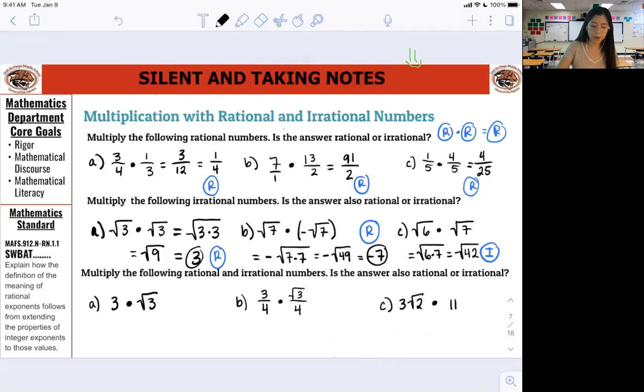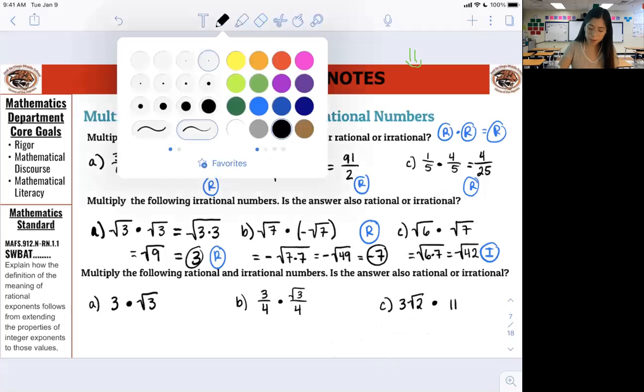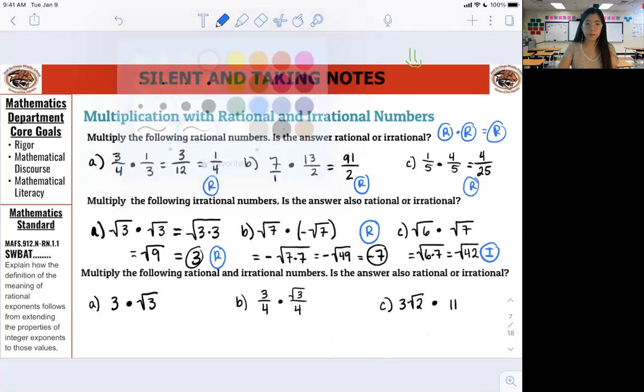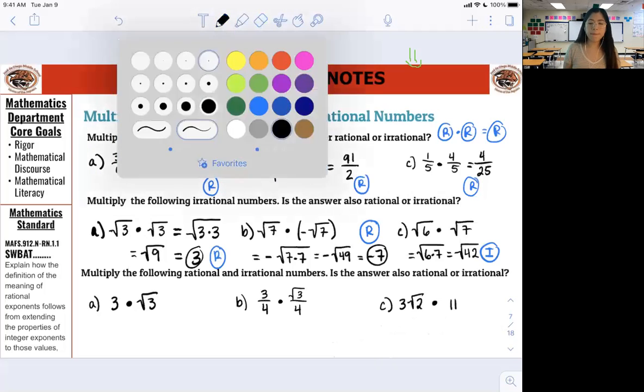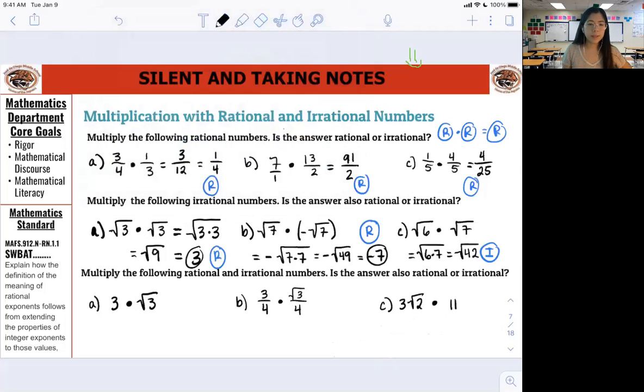But just remember, if you have two irrational numbers, sometimes it's rational, sometimes it's irrational, and it really just depends. Okay, so last one, 3 times the square root of 3. Now remember, you can only combine things if both numbers have a radical symbol. In this case, can I combine 3 and the square root of 3? No. So the only thing I can really do is write them together, 3 root 3.